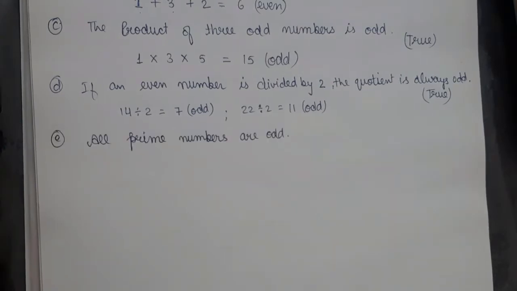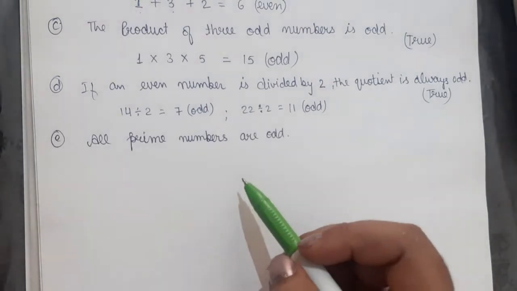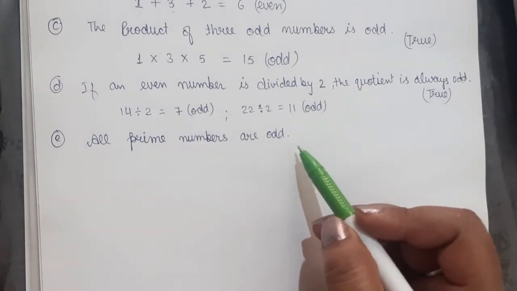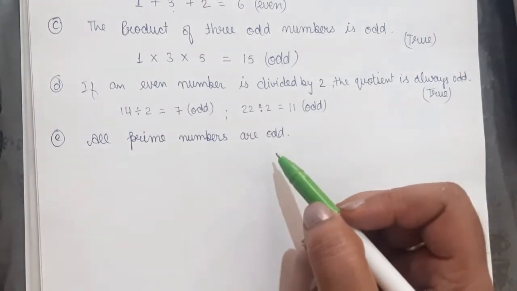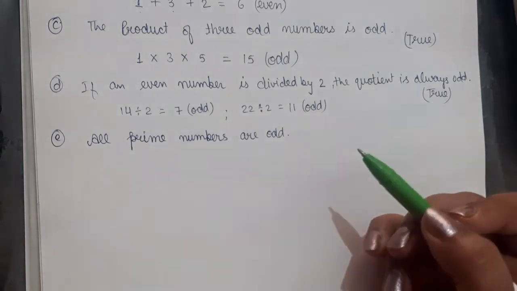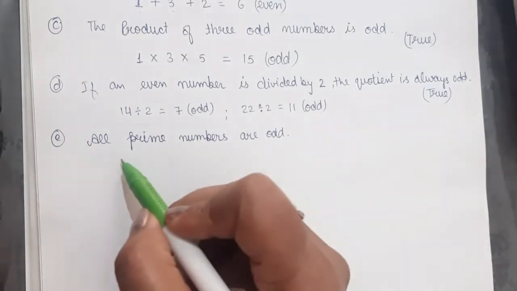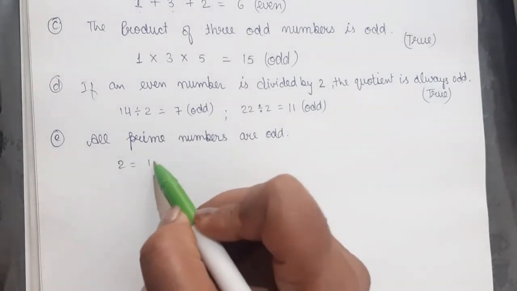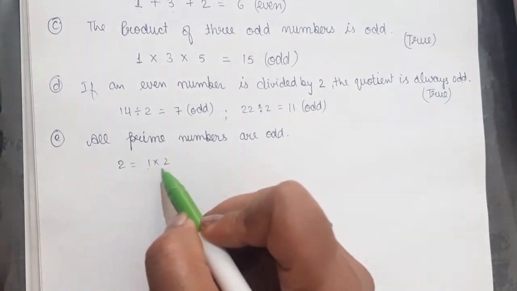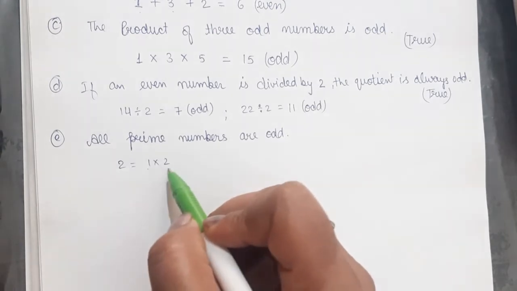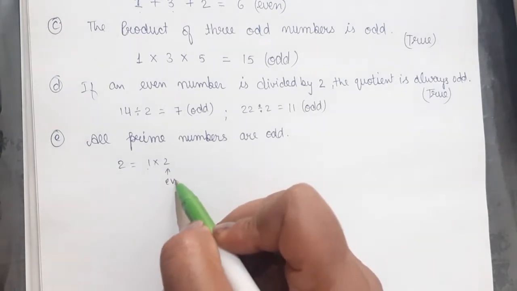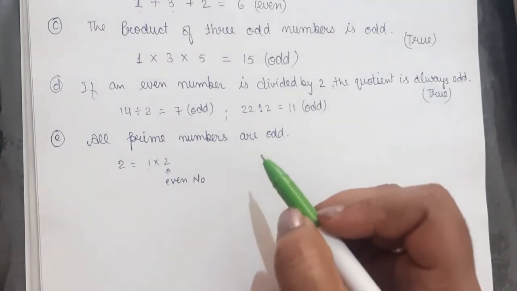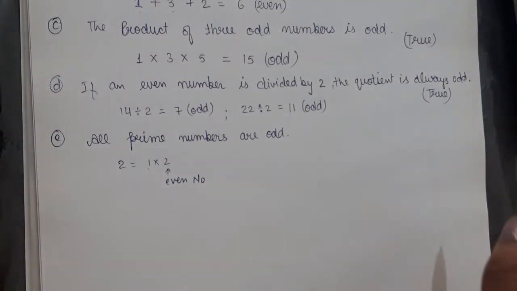So let us go here. We all know all prime numbers are odd. That is a completely wrong statement, because prime numbers are those having factors 1 and the number itself. But if we talk about 2, we are having 1 and 2, 1 and the number itself. But 2 is an even number. Except 2, all prime numbers are odd.